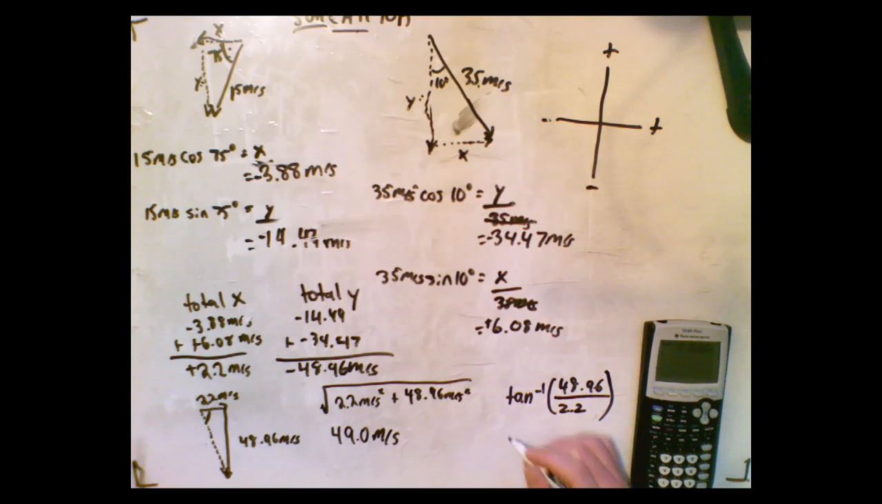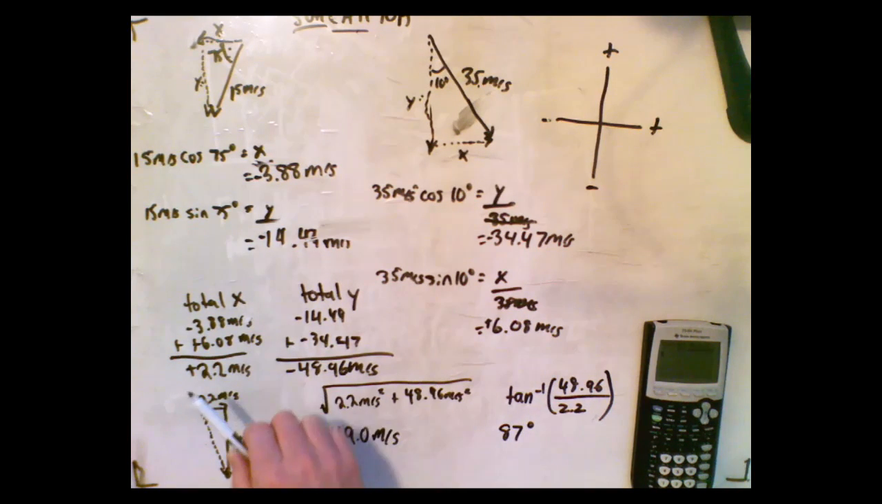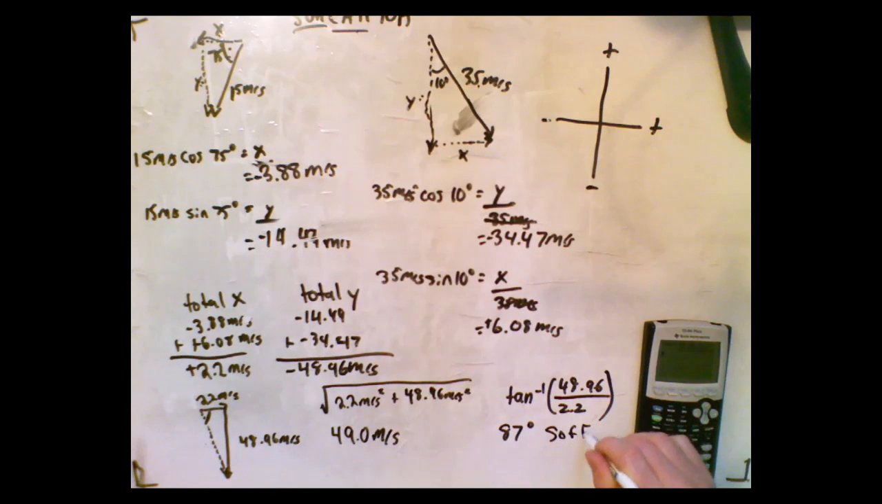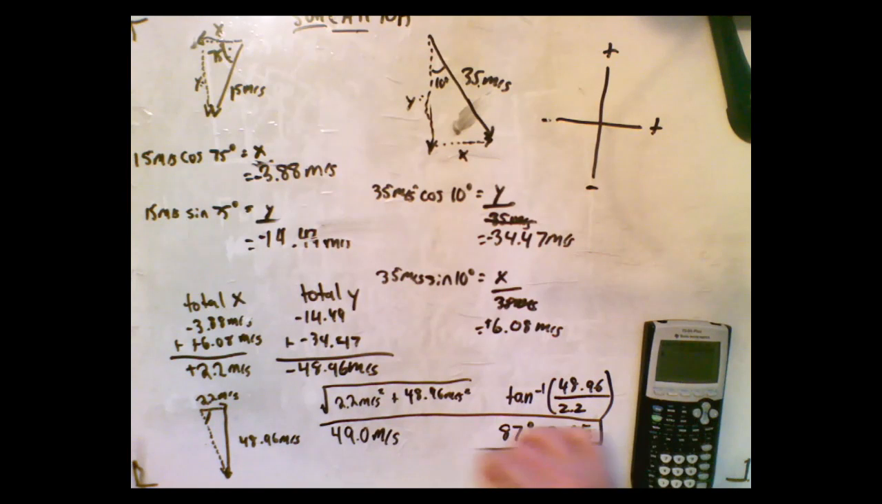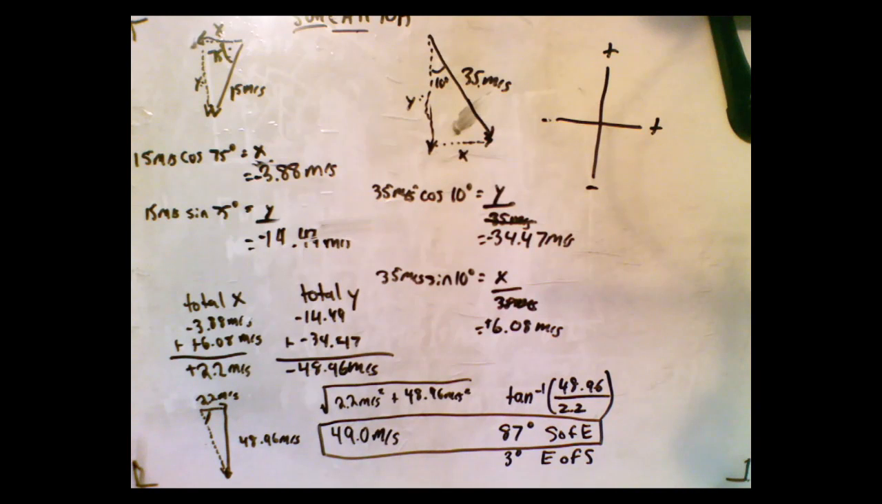And we end up getting 87 degrees. And this angle here, we're not going east, we're going south of east. If you drew it the other way around, 3 degrees east of south would also be an acceptable answer. So this is our final answer, and that's how we do it, and that is a ton of work.